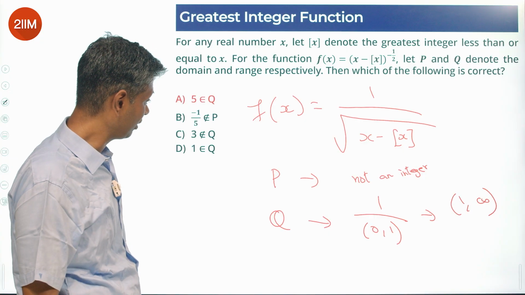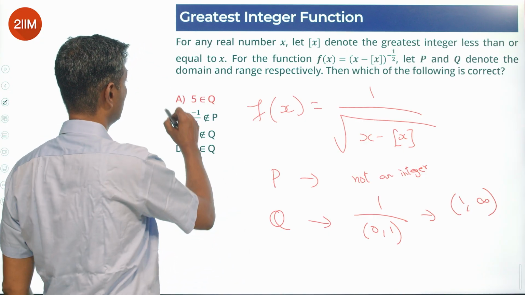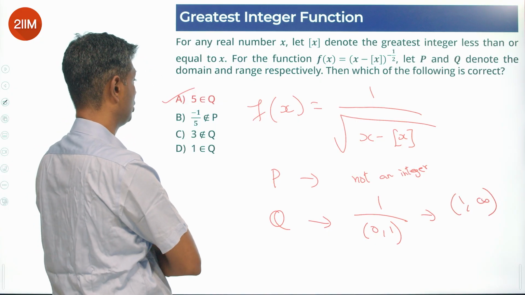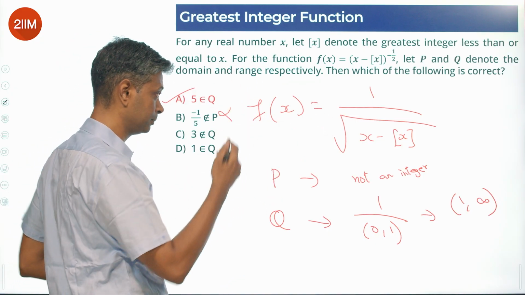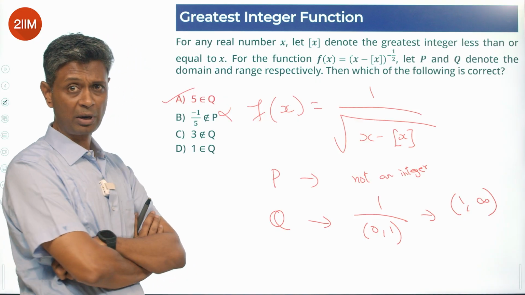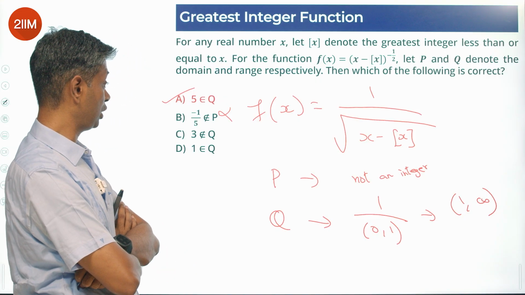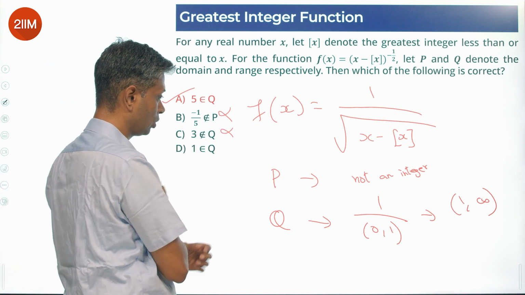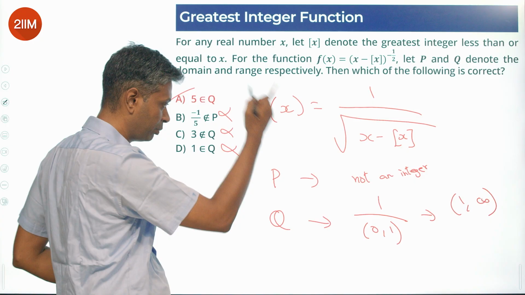Which of the following is correct? 5 belongs to Q. Yes, it is correct. Minus 1 by 5 does not belong to P. No, not correct. Minus 1 by 5 could be in P, could be part of the domain. 3 does not belong to Q. No. Q could very well have 3. 1 belongs to Q. No, it cannot be 1.